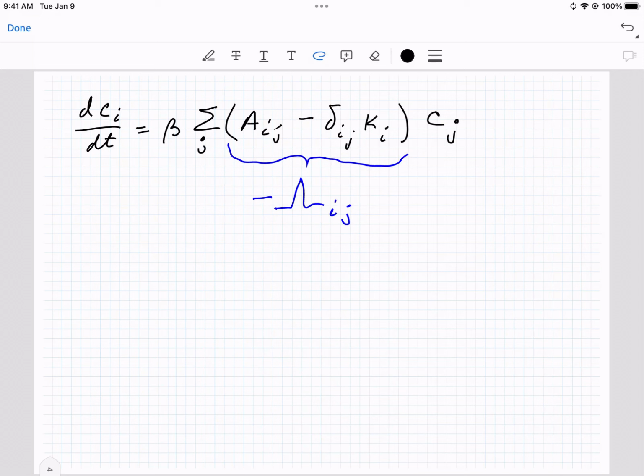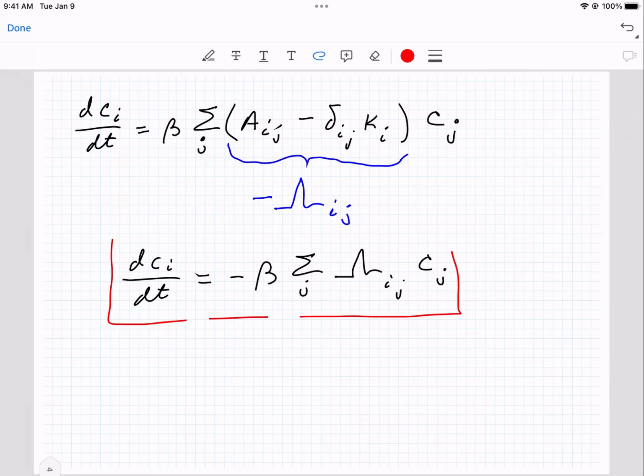So it becomes dCi/dt is equal to, because of the minus sign, minus beta, sum over j, the graph Laplacian, and Cj. And so this is the final form that we wanted to get, so that it's the same as the initial form, but now it actually brings in this graph Laplacian. The graph Laplacian has an eigenvalue spectrum, and you can look at the properties of that. You can sort of do a network spectroscopy on the graph Laplacian.